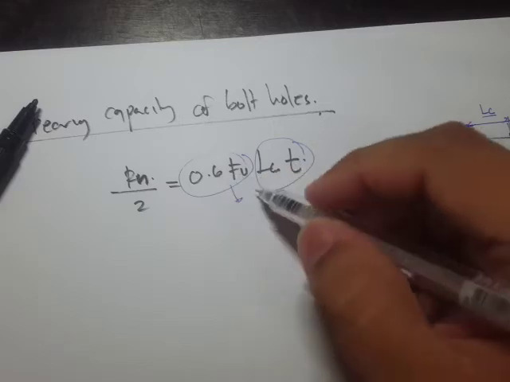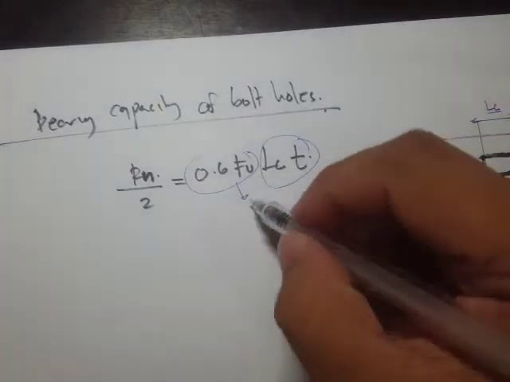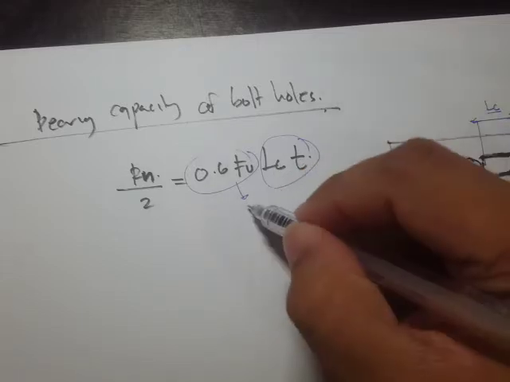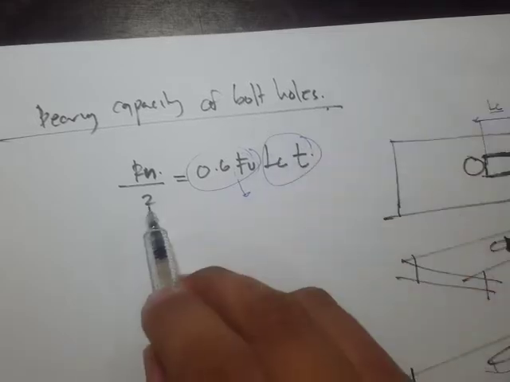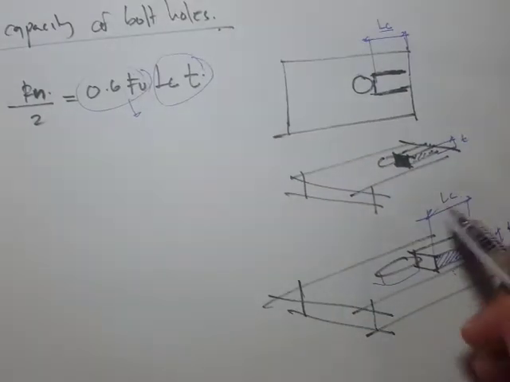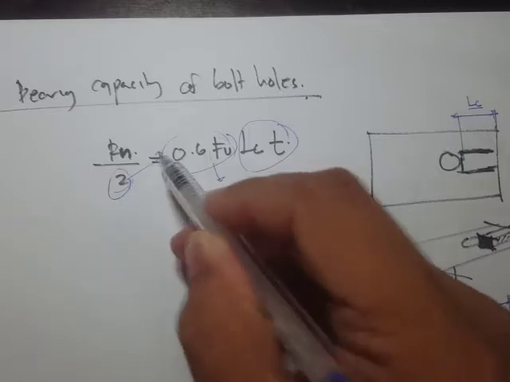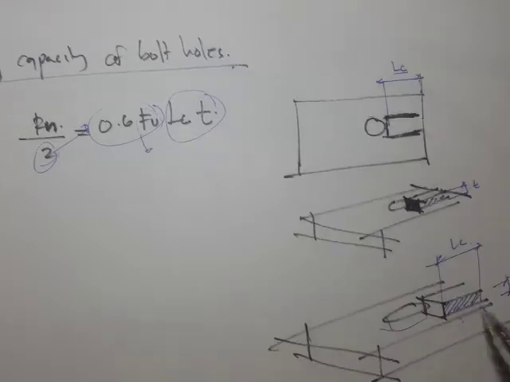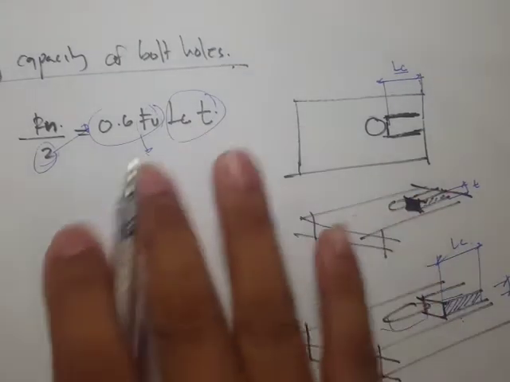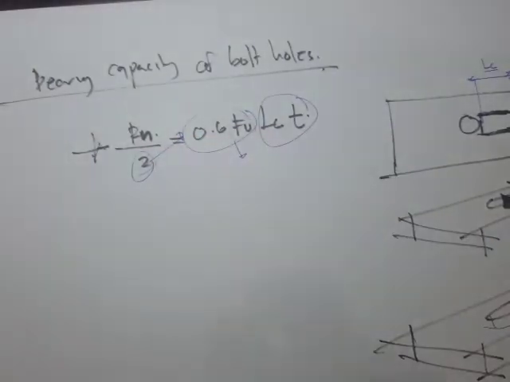The 0.6 value is something like the shear constant, if we can say that. And this one is the tensile strength of the material. That's divided by 2 because the capacity would be 2 times, because we have two shearing areas here. Okay, so that's one equation, but this is not yet the main equation, right?